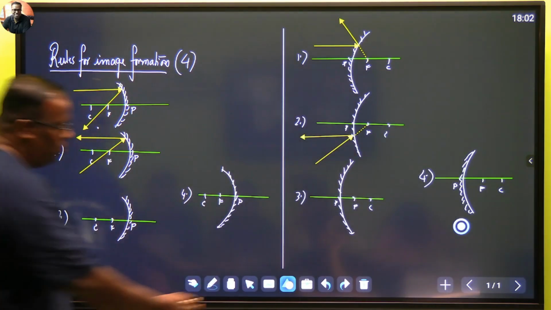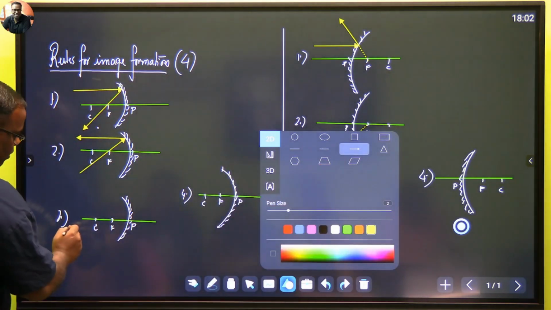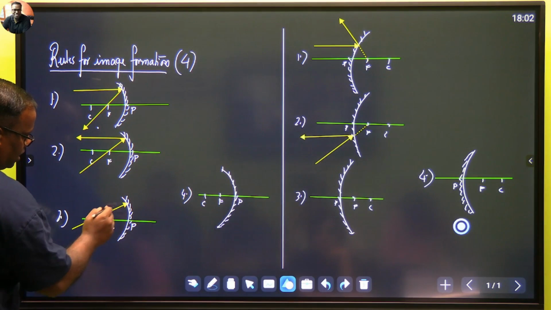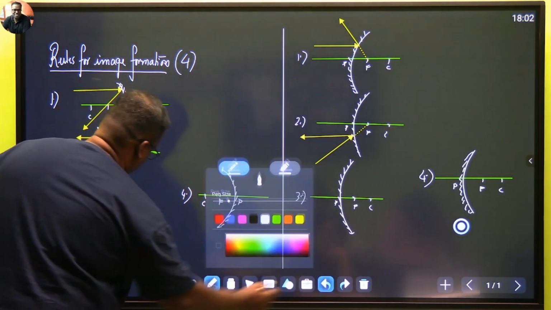Understood? Third one, a ray which is directed through the center of curvature does not undergo any deviation and actually comes back along the same path.